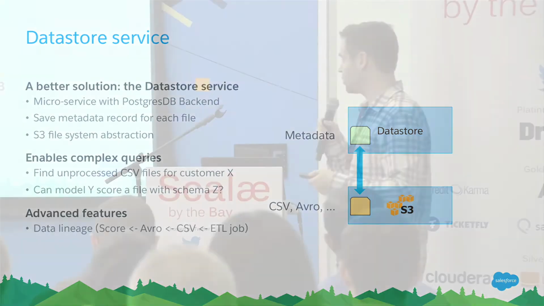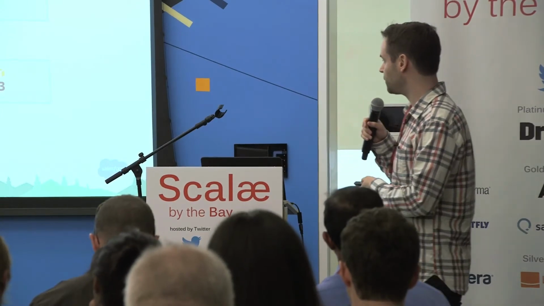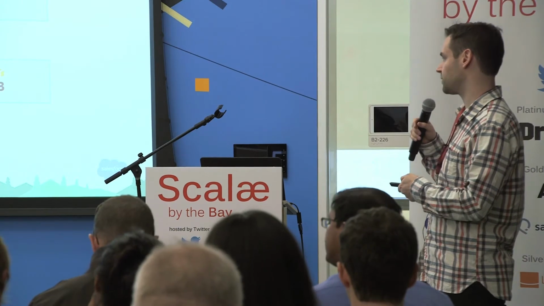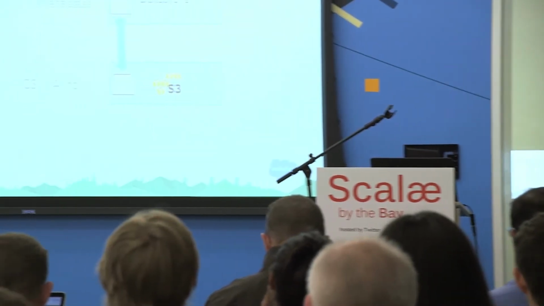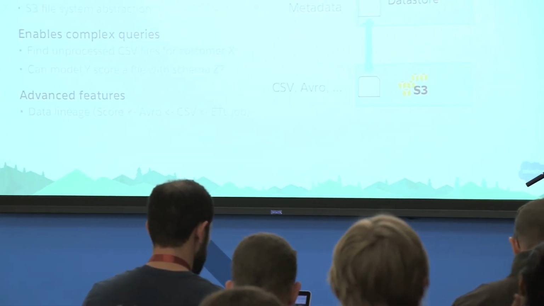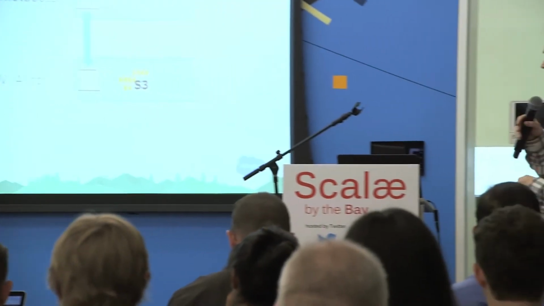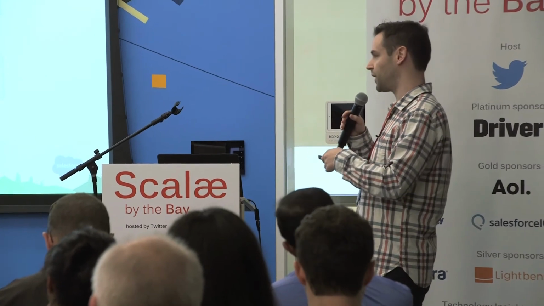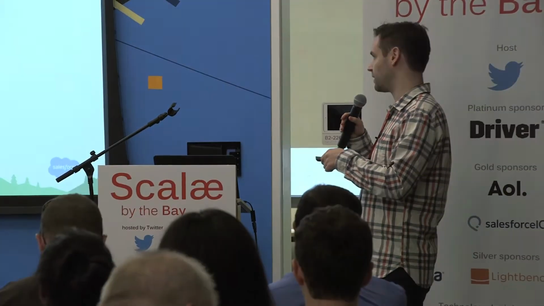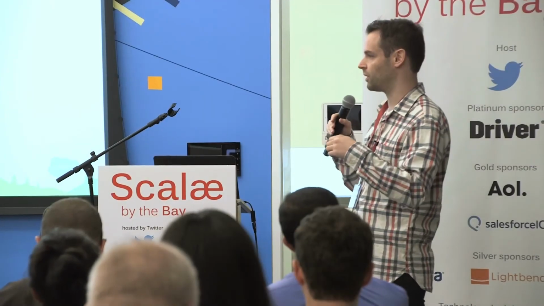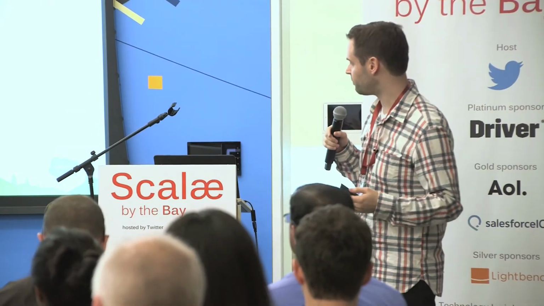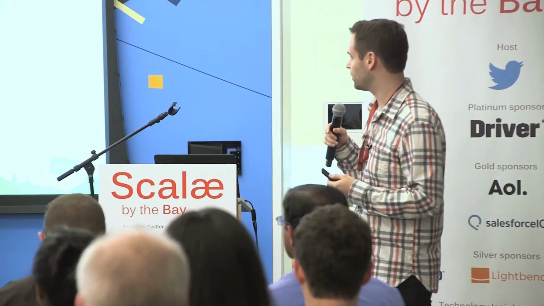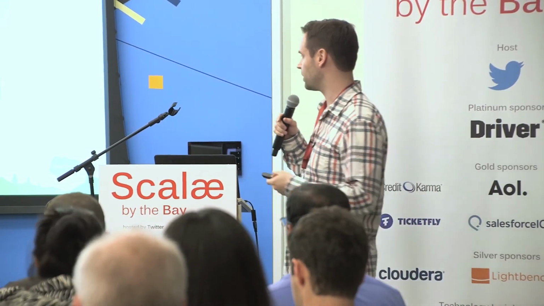It also allows us to do very advanced features, such as data lineage. If we have a file with scores, and we want to know the history of this file, we can trace back that it was generated from this Avro file. This Avro file was converted from this CSV file, and this CSV file was pulled from this ETL job. So it's very useful for troubleshooting and debugging all this data.